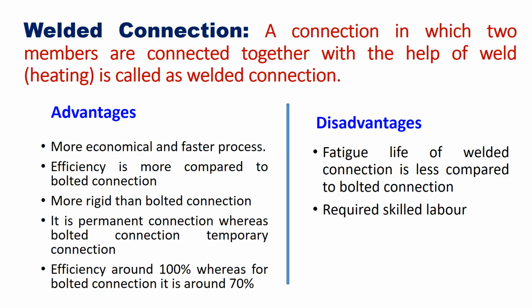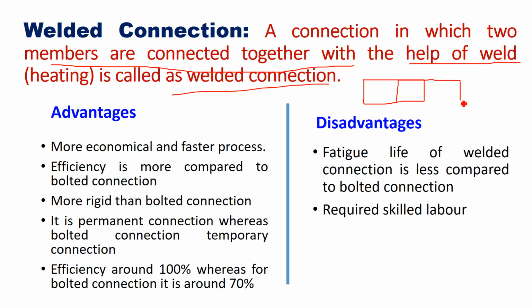So what is welded connection? In a welded connection, two members are connected together with the help of weld, that is a heating process. With the help of weld, when you connect two members, it is called a welded connection. For example, if you have one steel plate and you want to overlap another steel plate on this, at the junction of these two plates we do the welding. With the help of the heating process, when you weld, this is called a welded connection.